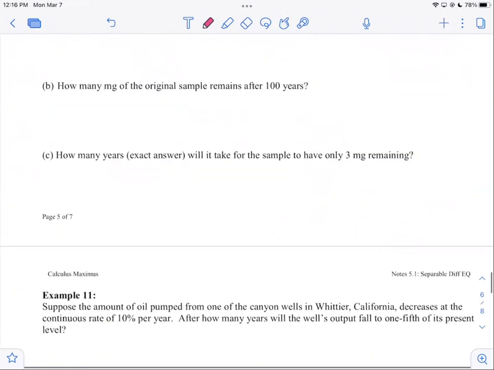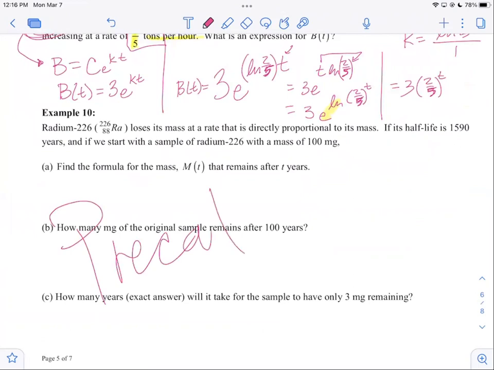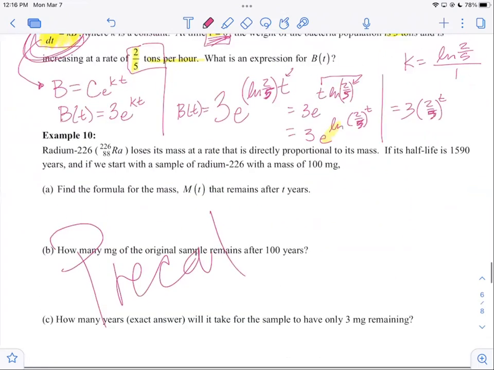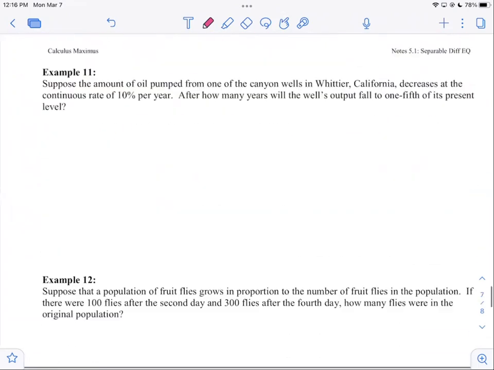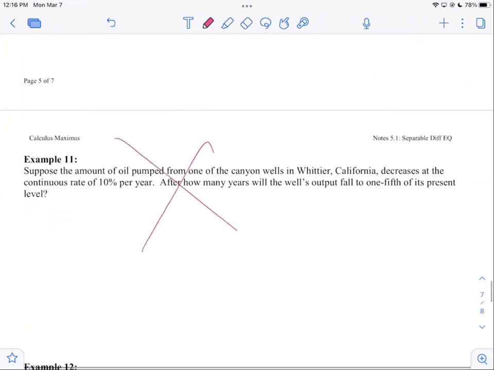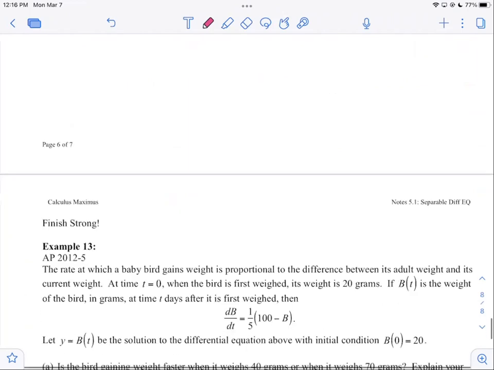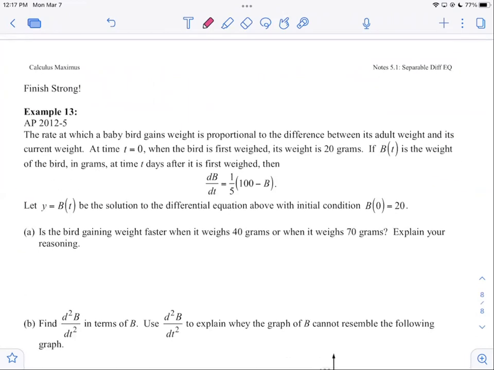This one here, I'm going to skip. This is more of like a pre-cal question. But it's a nice application, right? Radioactive decay. Suppose that oil's pumped. Yeah, that's pre-cal. Let's jump down to example 13. This is an actual question from an AP exam. 2012, this is question 5, no calculator.